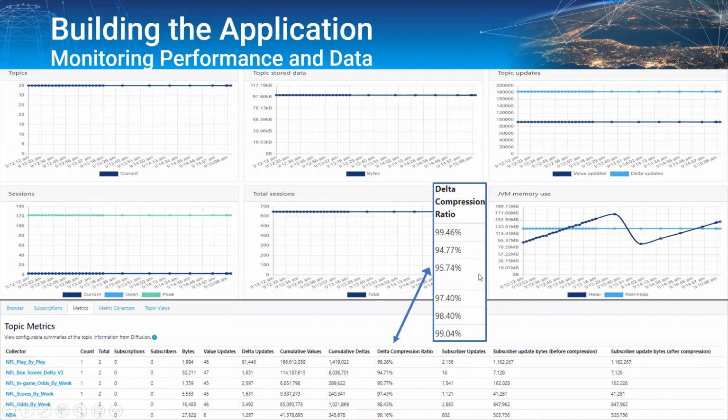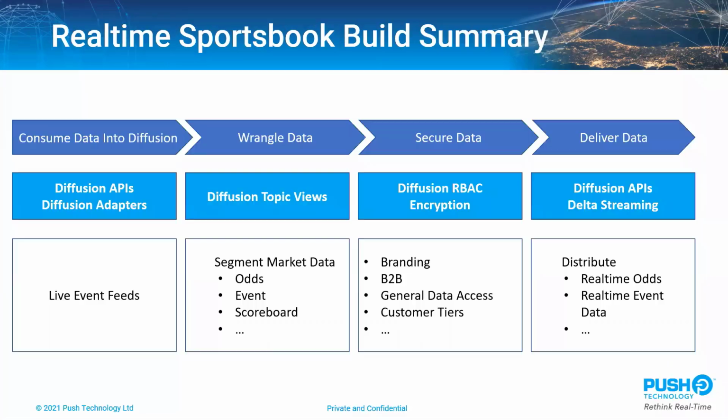But what's important here is that it is showing that compression ratio of, in this particular situation, over 99% compression of the data itself. And then again, our customers see up to 90%. In some situations, they see much greater compression. But the ability to add metrics, add collectors, and really start to monitor for performance across any of your data inside of Diffusion.